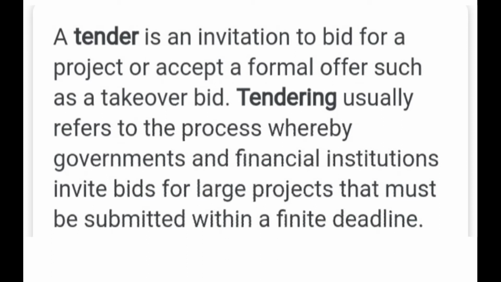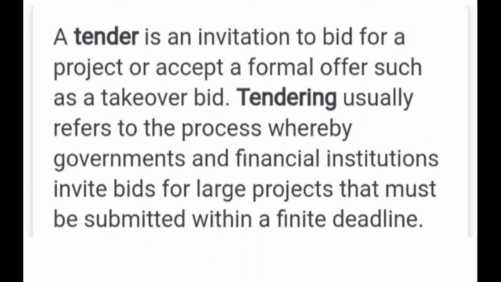Students, a tender is an invitation to bid for a project or accept a formal offer, such as a takeover bid. I repeat, a tender is an invitation to bid. Bid means to offer, to pay a particular or special price for something.